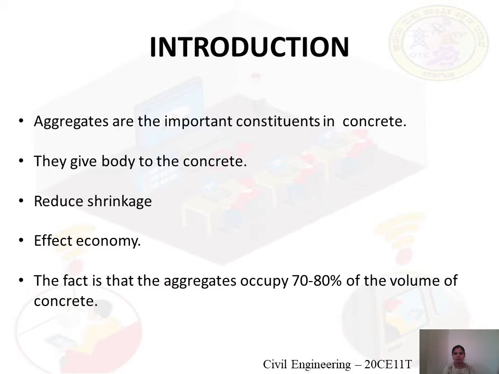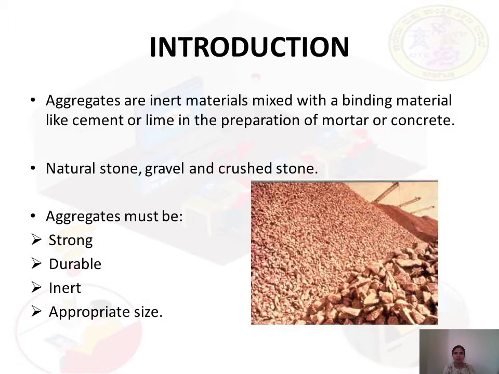Aggregates to be used in construction must have these qualities: aggregates must be strong and durable, they should have inert properties, and they should be of appropriate size. The aggregates must be strong. The strength of the aggregate should be high, so that they do not crush under the influence of load. The aggregates should be durable. Durability is related with service life. Service life of aggregates should be more.